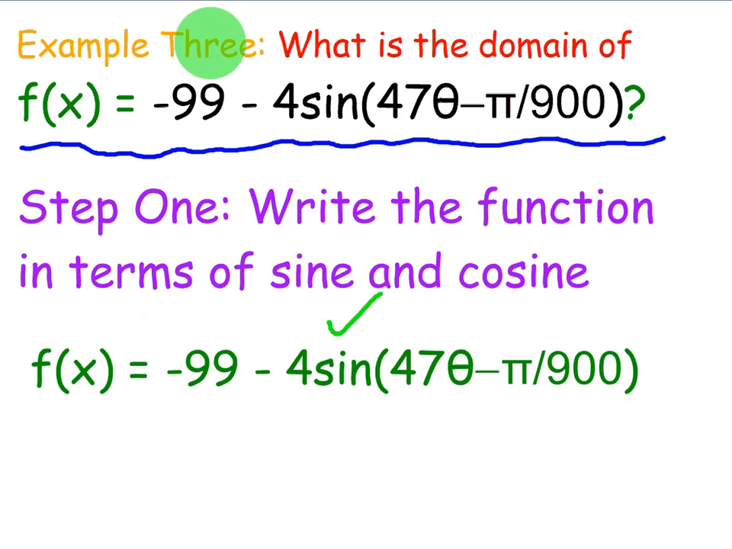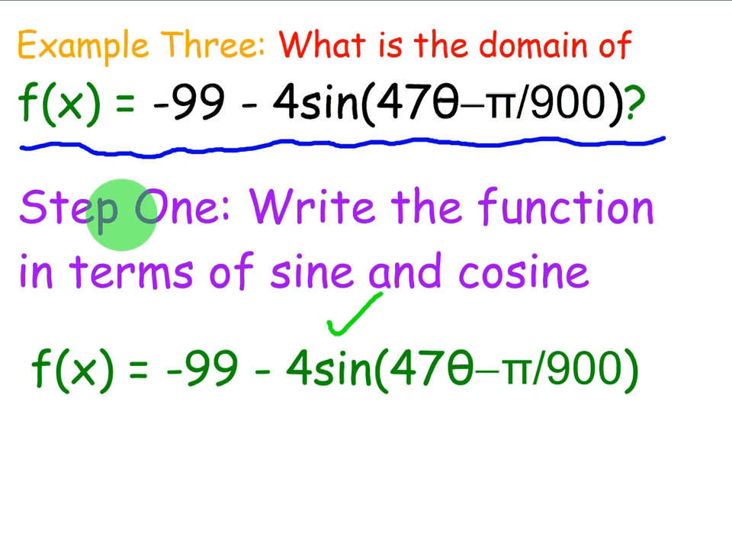Okay, for example 3, we have: what is the domain of f of x equals negative 99 minus 4 sine of 47 theta minus pi over 900? Now you might be thinking this is absolutely insane. If I go through the steps like I did before, this is going to be a ton of math. Well, I told you the steps are the same, right? So let's go ahead and do that.